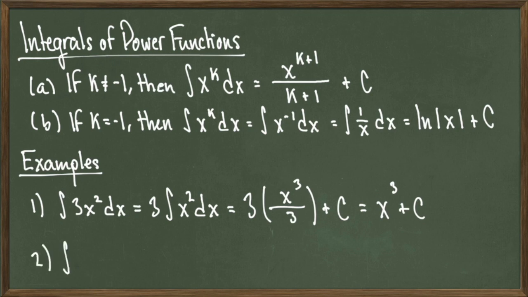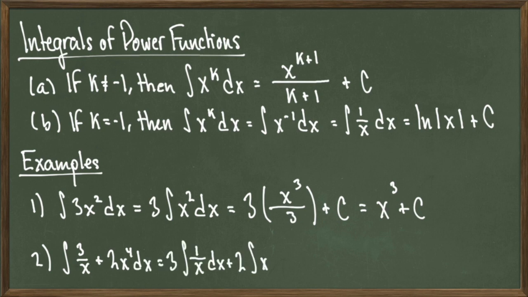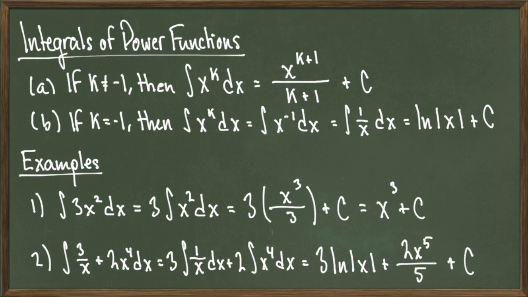In our next example, we'll consider the integral of 3 over x plus 2x to the 4th. In our first step, we'll break the integral up to get 3 times the integral of 1 over x dx plus 2 times the integral of x to the 4th dx. Now we'll go ahead and use the rules above to get that this is equal to 3 times the natural log of the absolute value of x plus 2x to the 5th divided by 5, plus c.